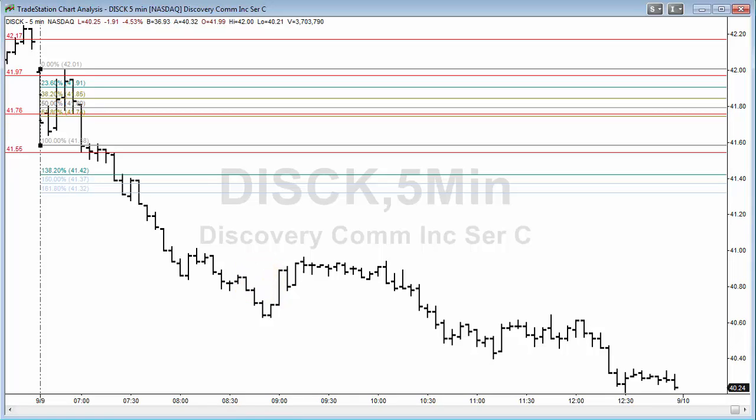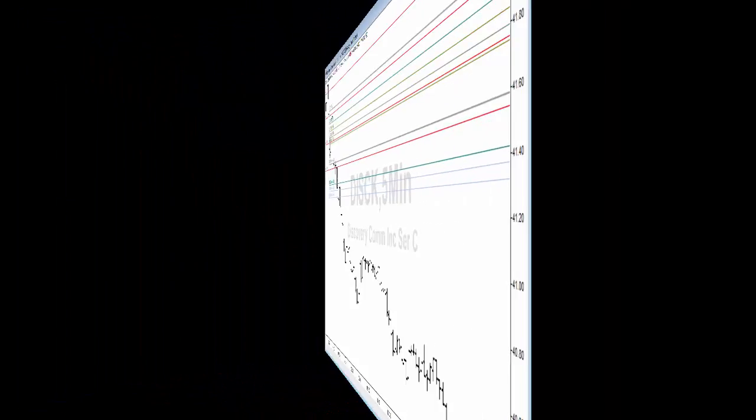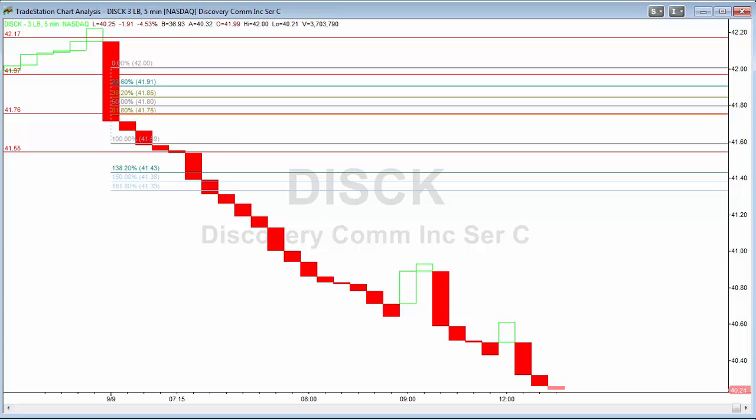Well, the tool that we referred to in the room was called a 3-line break chart, and let me just switch to that right now. I've already had a bunch of questions about this one. Hey, 3-line break, what the heck is that? Well, you know, what are you talking about? How did you get it to draw that chart?